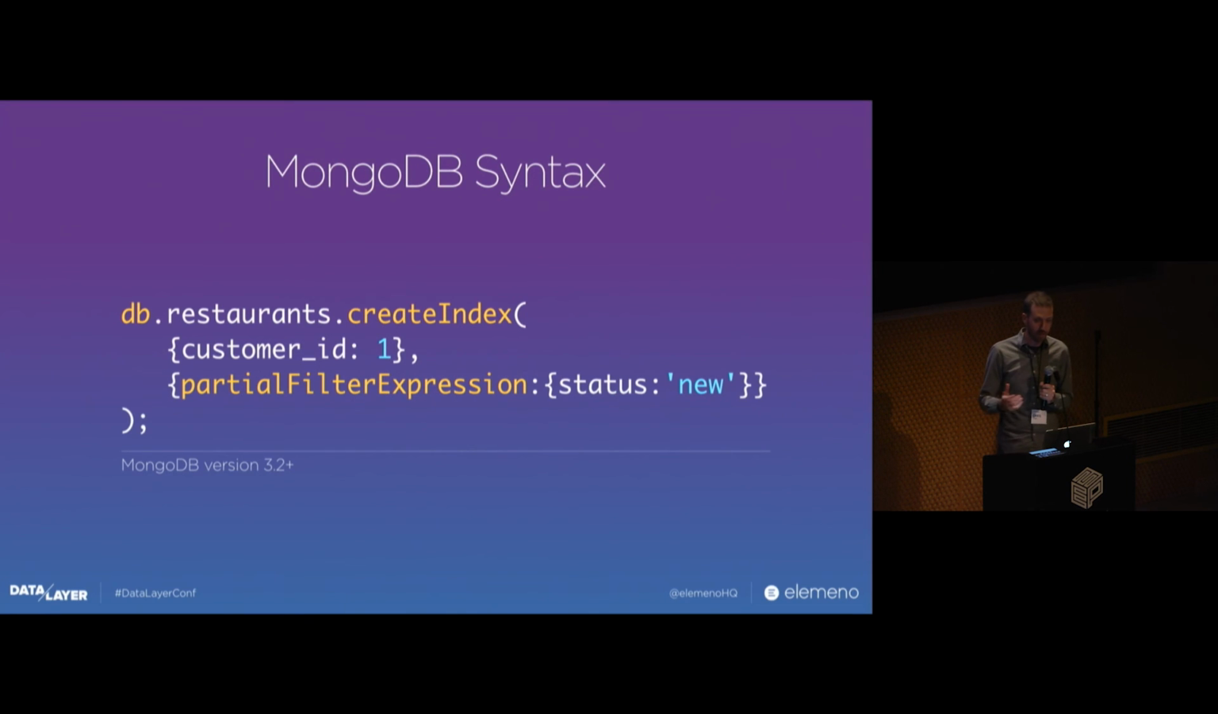And finally, MongoDB. If you're used to Mongo, this is going to look really familiar to you. The only difference here is we have a partial filter expression. In this case, it's just a simple equality match, but you can use any of the Mongo query filters, and you'll be able to create a partial index here as well. And Mongo has supported this since 3.2.